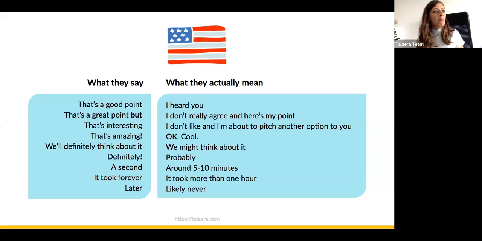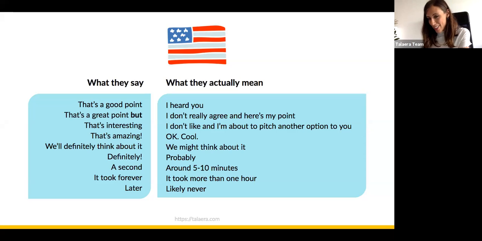Like, I just got a new t-shirt. Oh, that's amazing. It just means, all right, cool. We'll definitely think about it means we might think about it, or we might not. Definitely in the US sometimes means probably. A second means around 5 to 10 minutes. It took forever means it took more than 1 hour. And later, it's usually likely never.